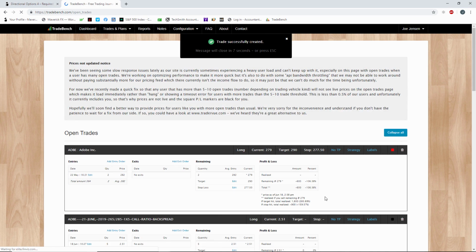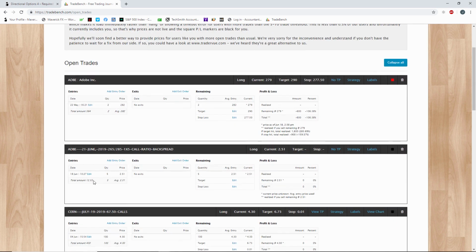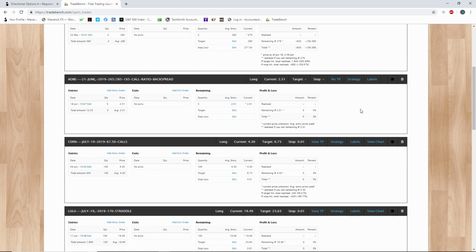Okay, now I have my Adobe trade. Now you can see I've done an Adobe trade in the past, but this is the one that we just did now, and I can tell why, because it's my 265, 285, 1/5 call ratio backspread. It's a big mouthful, right? Okay, so let's take a look at what happens. We're all good. It's all fine and dandy.